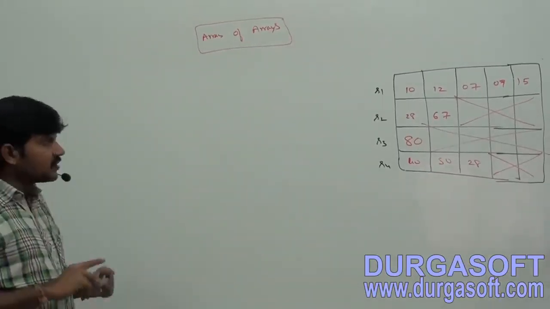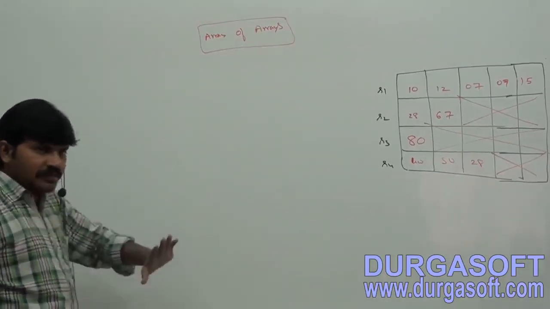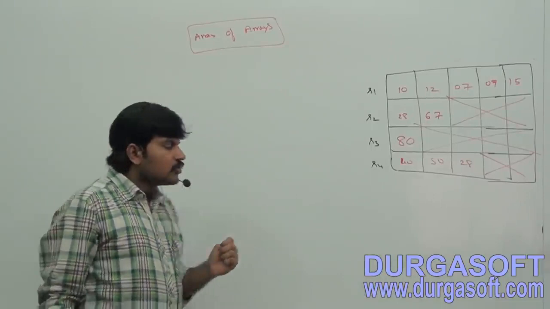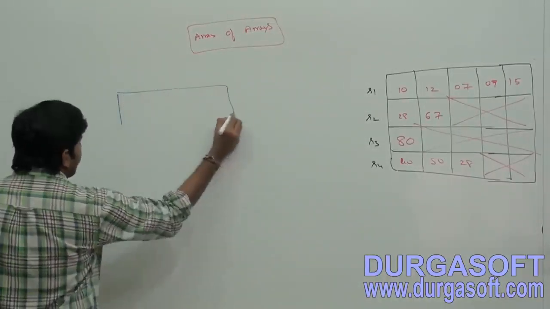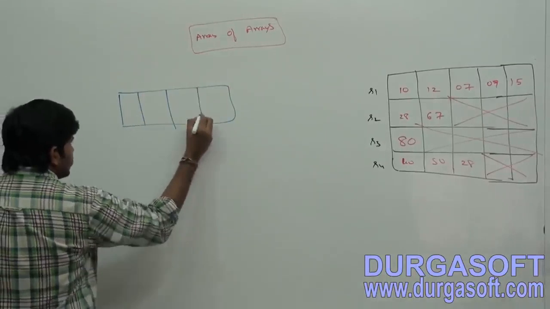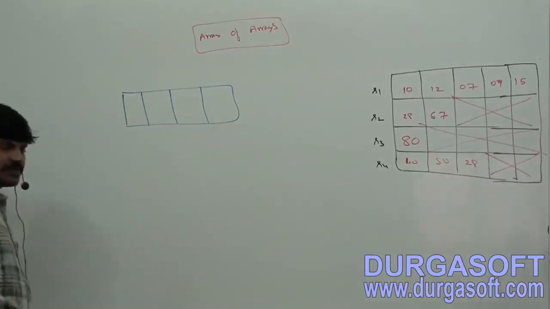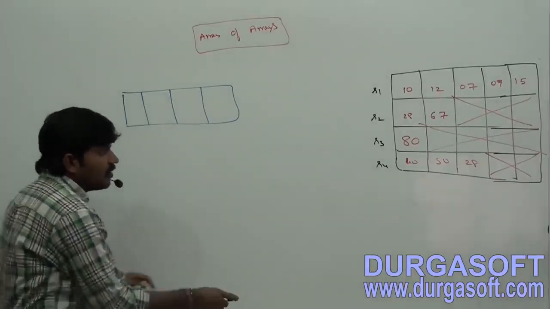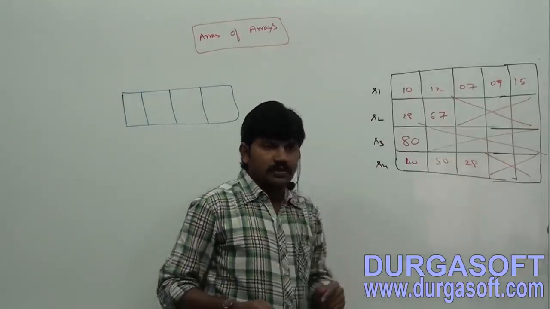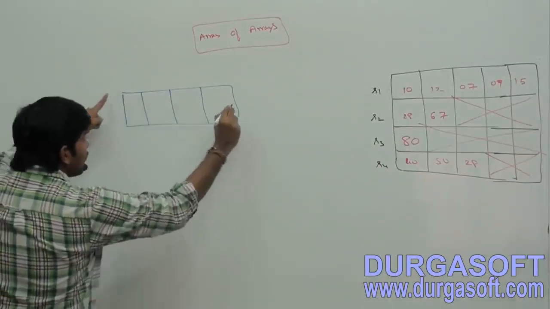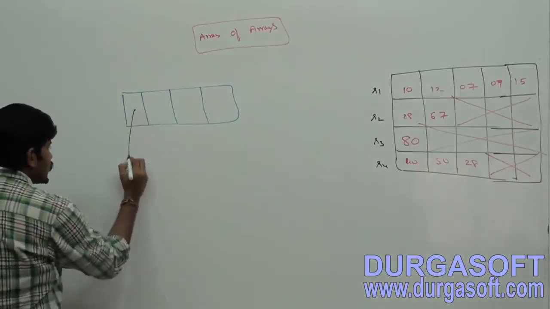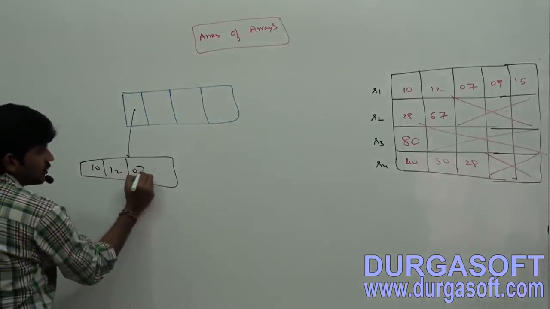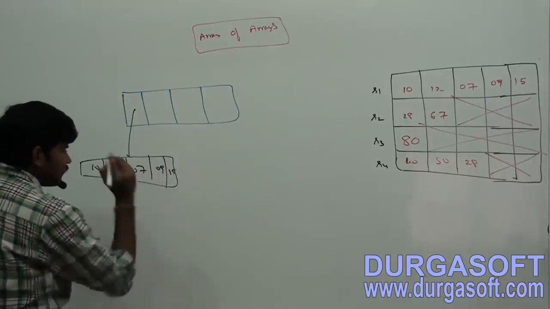Can you explain what this concept is? See, the same thing in Java: how is it going to be represented? How many students' marks do I have to represent? 4. So the base array size is 4. How many marks does the first student have? 5: 1, 2, 3, 4, 5. So here the first student is an array of 5 marks: 10, 12, 07, 09, 15.